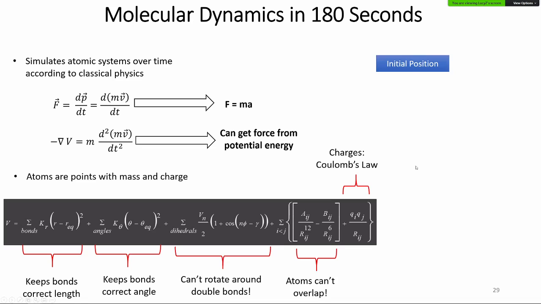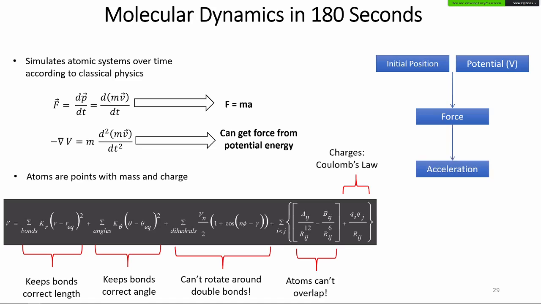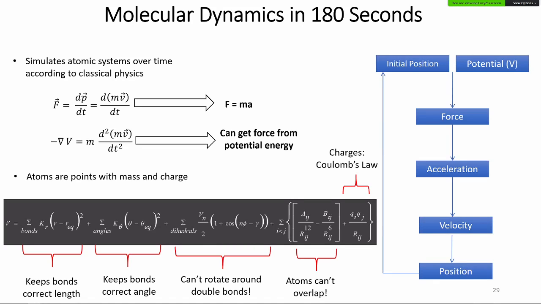And if we have this potential and we have some kind of initial position, like say from cryo-EM or X-ray crystallography, we can take our potential and we can take the position of our atoms and we can calculate the force on each atom at any given point in time. And that gives us an acceleration, which then evolves velocity and gives us a new position, right, at some other point in time. And we use that position as our new initial position and repeat this process over and over and over again. And it gives us a trajectory, right? A movie of how a system evolves over time.